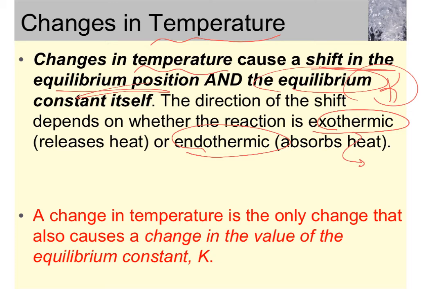Exothermic means heat is released. Do you remember the thermodynamic sign, or the mathematical sign, we use for an exothermic process? Minus. So just keep that in mind because that'll pop up again here. If it's endothermic, there's a plus sign in front of the delta H value.